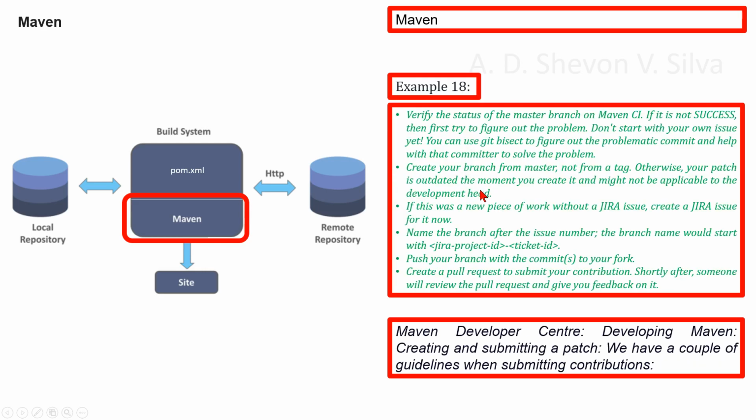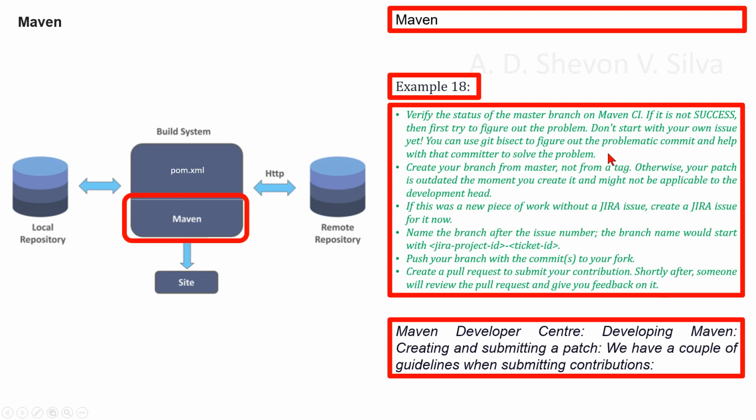Now we are considering creating and submitting a patch in developing Maven in the Maven Developer Center. We have a couple of guidelines when submitting contributions. The most convenient way is to create a GitHub fork from the Git repository you are working with. When you have either completed the work or just want some feedback on the work you have done, create a pull request.